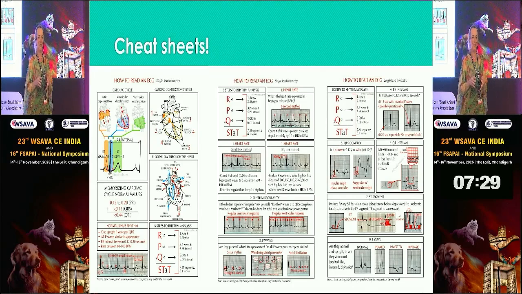So cheat sheets I'll give you at the end. I'll make sure I get this PDF to you, so it's just something to keep prompting and reminding.